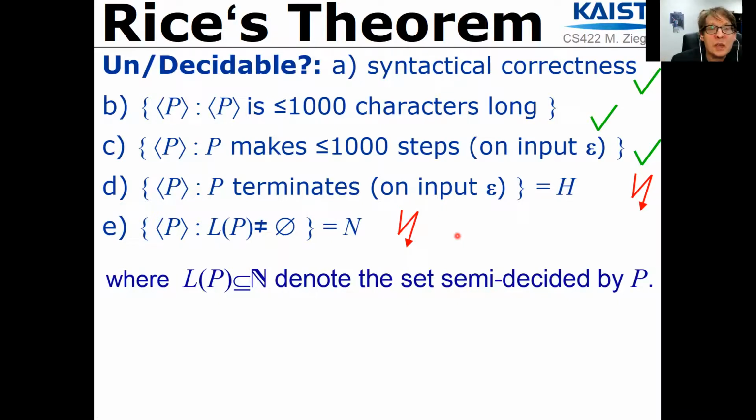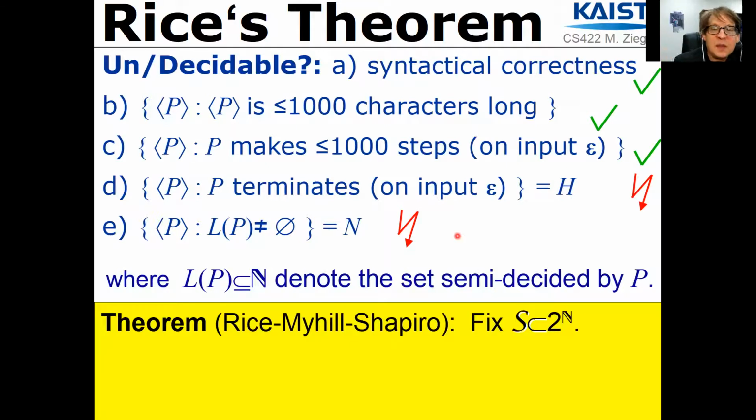Proceeding to a different program which is equivalent still terminates on the same inputs and outputs, semi-decides the same set. And the Rice, or more generally Rice-Myhill-Shapiro theorem says the following: fix a subset of the power set of natural numbers. And imagine this is the collection of sets to be semi-decided by a program.